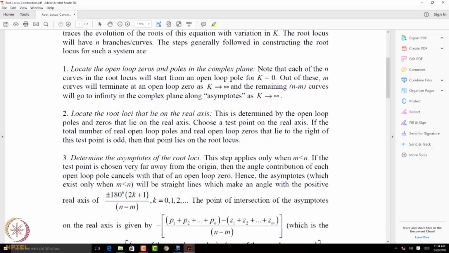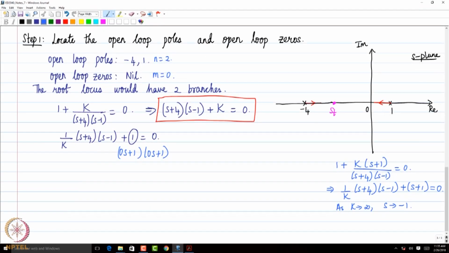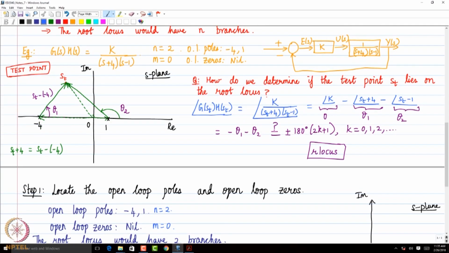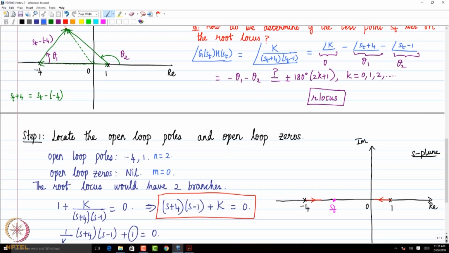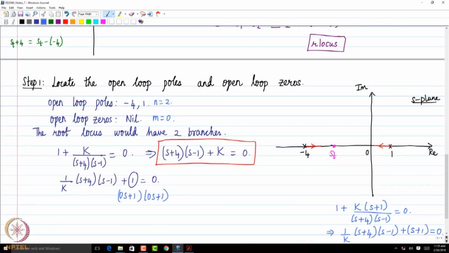How you started off with the open loop concept of going towards one test point, and then you came to this. I only took an arbitrary test point to get the angle condition, is it not? Now we are starting the construction of the root locus. Let us say we focus at minus 4. We agree that one branch would start from minus 4, from this equation.